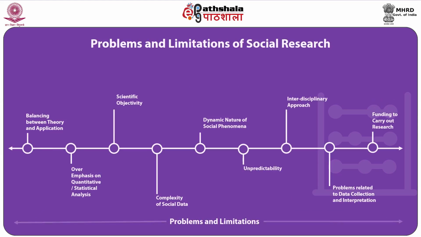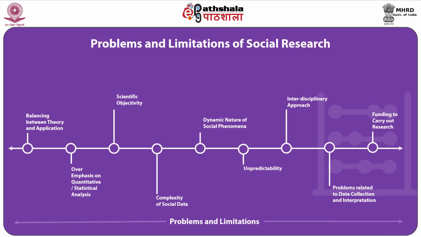Secondly, overemphasis on quantitative and statistical analysis. Well, in the recent past, though quantitative measurement and statistical application and treatment is very much essential for reliable and valid results in social science research, due weightage has to be given to non-quantifiable factors in drawing conclusions. Thirdly, the scientific objectivity problem will arise. That is, social science researchers should minimize the influence of external factors that are likely to affect objectivity.